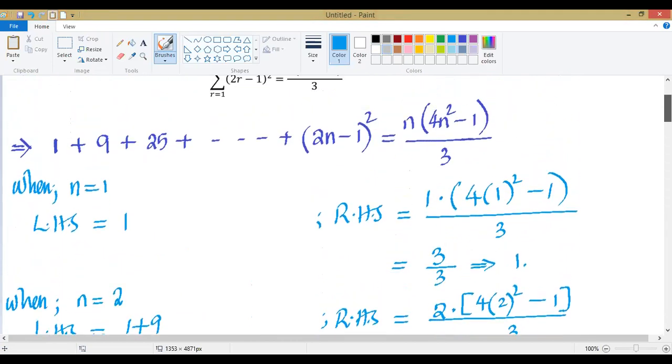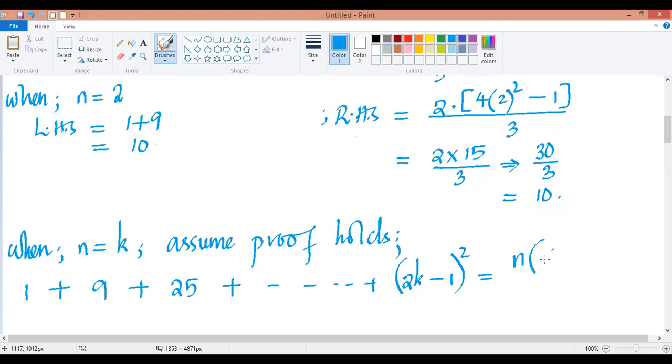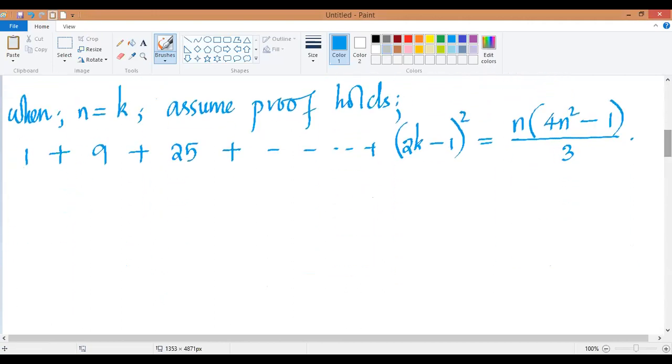That series, wherever we have n, that series will be taken up by k. So we'll have 1 plus 9 plus 25 plus up to the nth term, which was 2n minus 1 all squared. But where there is n now, I'm feeding k there, all squared is equal to n into 4n squared minus 1 out of 3, in that order as my assumption stage.